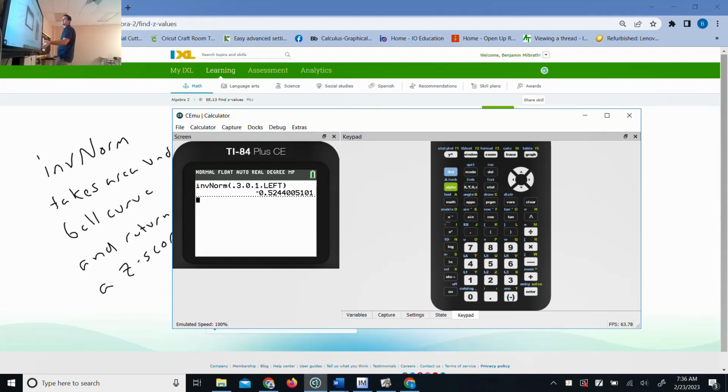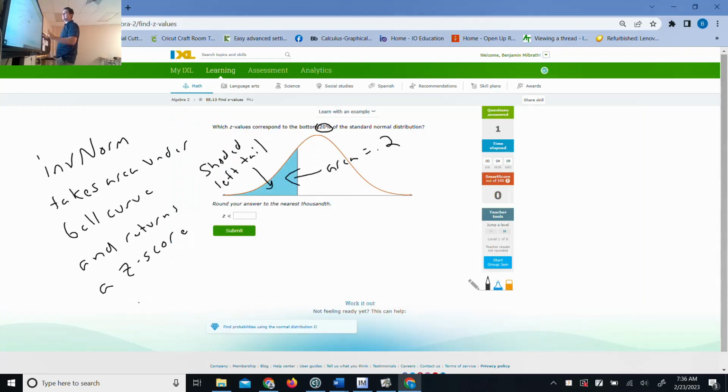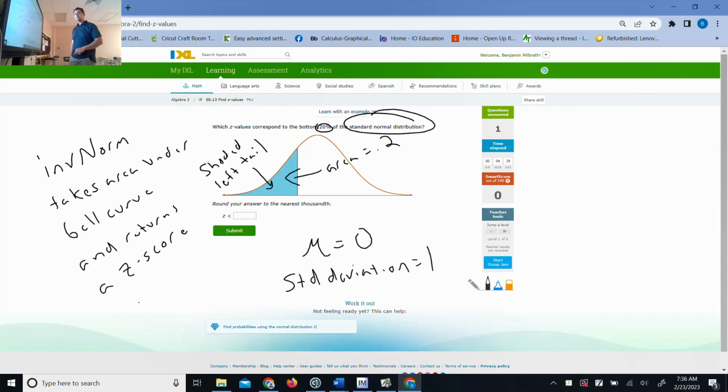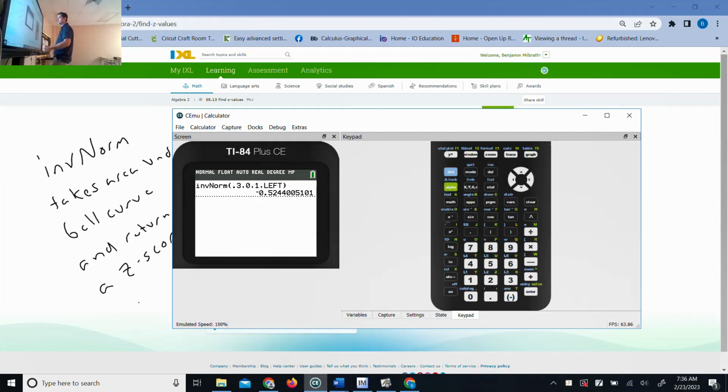Other things I need to talk about. Since this is a normal bell curve, see it says standard normal? It has a mean of 0 and a standard deviation of 1. I think that about covers it. So now we can use that inverse norm function.